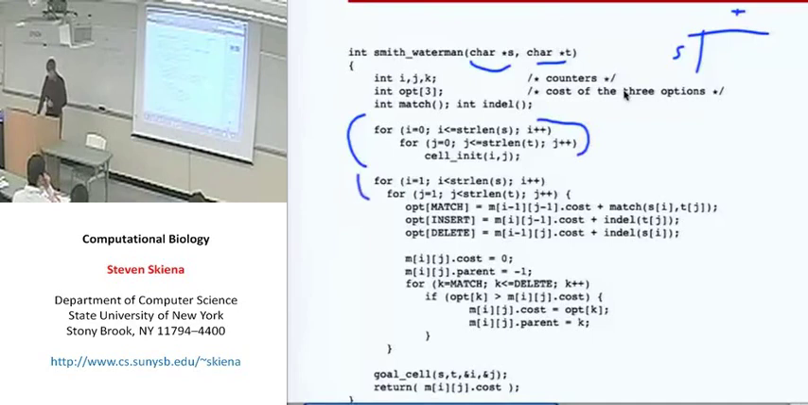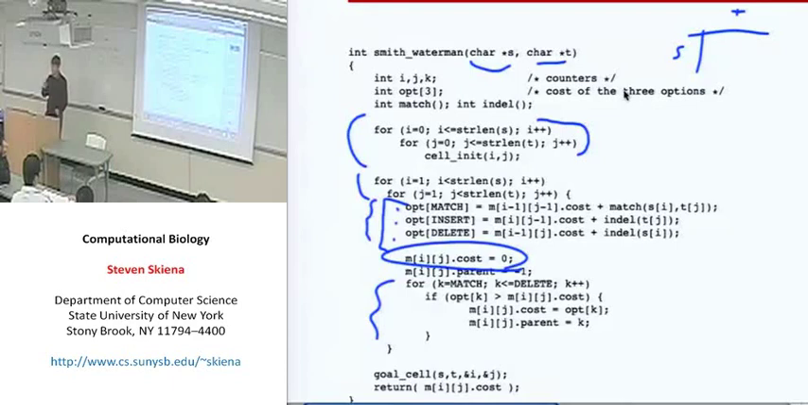Now again, for every pair of positions, we're going to figure out the optimal way of ending on a match, ending on an insert, and ending on a delete. And we're now going to take the maximum score of these three possibilities plus the score of zero, right? The max of these four possibilities, that's really what this is doing. And that's what gets written into the cell IJ.